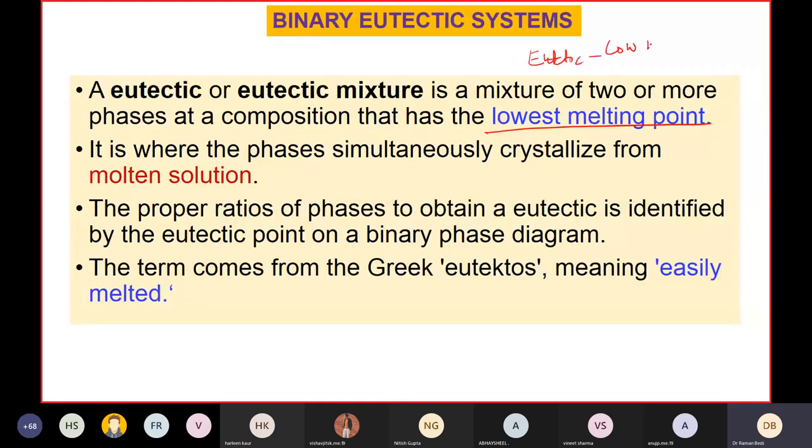Eutectic means low melting point, or specifically lowest melting point. The rest of it I will explain, so don't spend time on reading it. So we have eutectic, which means lowest melting point, or what we call easy melted. What is the meaning of this?